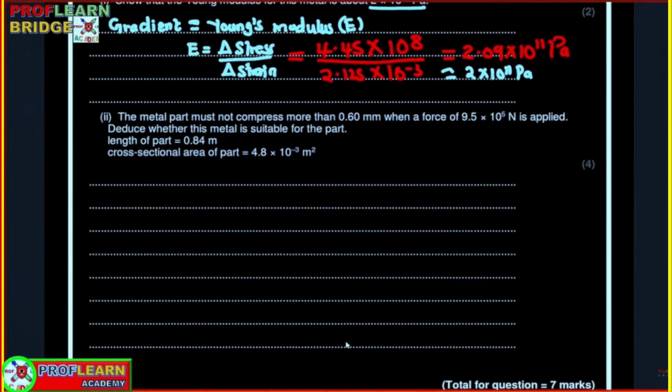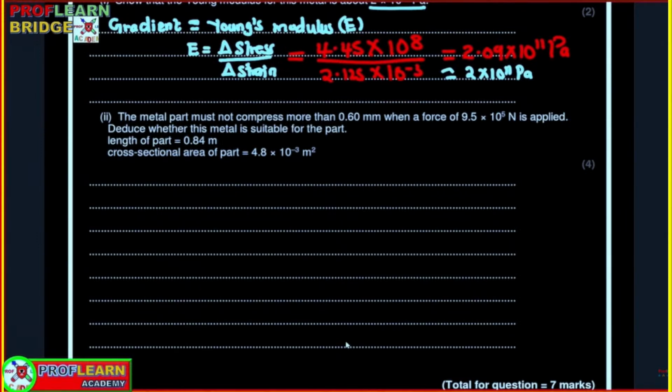Now, something that I need to mention here is that Young's modulus does not depend on the dimensions of the section of the material. Young's modulus is a property of a material. If you have a piece of metal from a given material and you get another piece of a different size from the same material, if you work out the Young's modulus, you're going to get the same value.